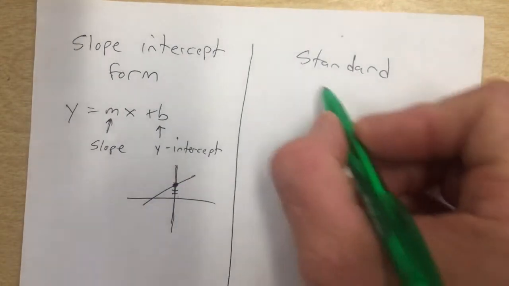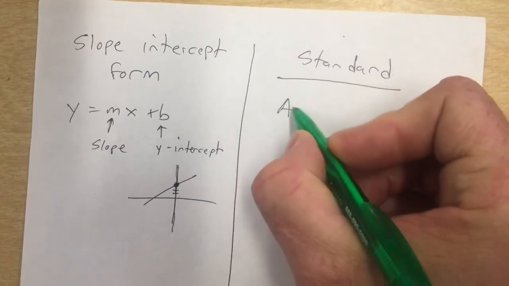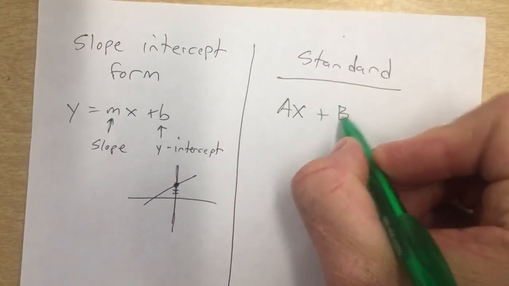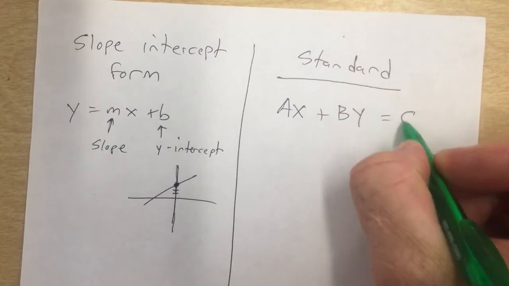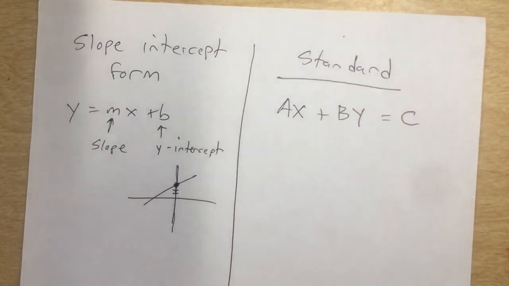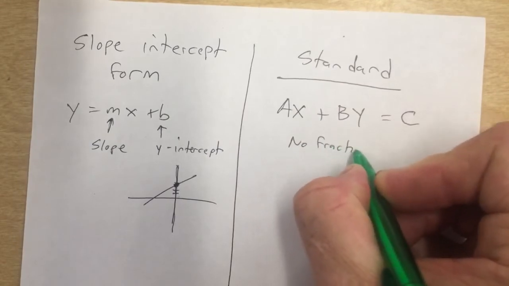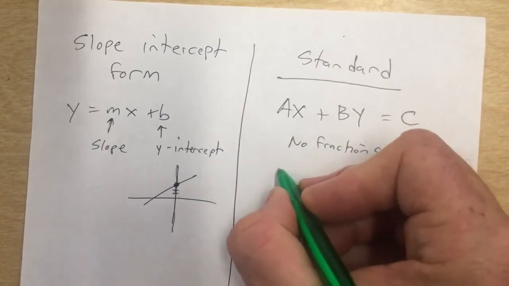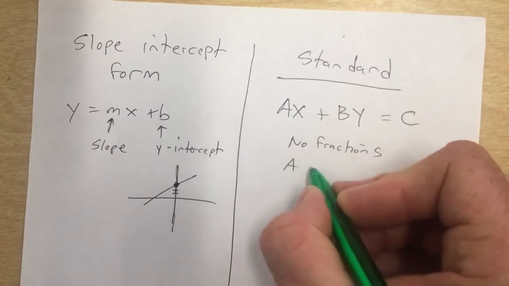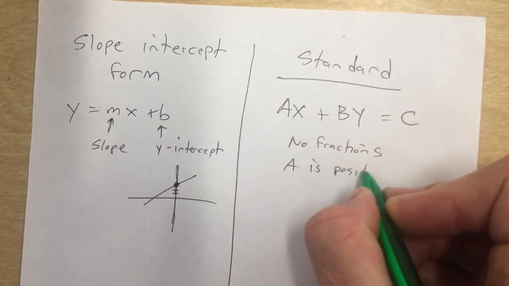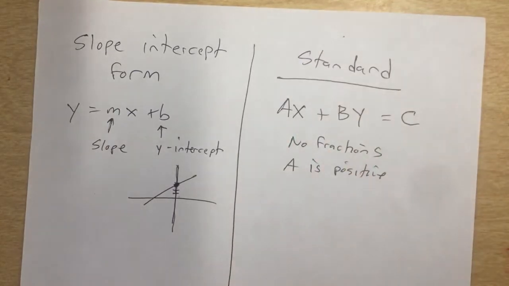Okay. Standard form, you just have some number times x plus some number times y equals some number. A, B, and C are just numbers. But the thing about these numbers, there's no fractions, and A is always positive. None of these numbers can be fractions, and A has to be positive. So that's how you do a standard form.